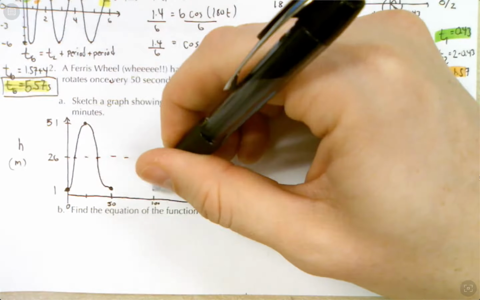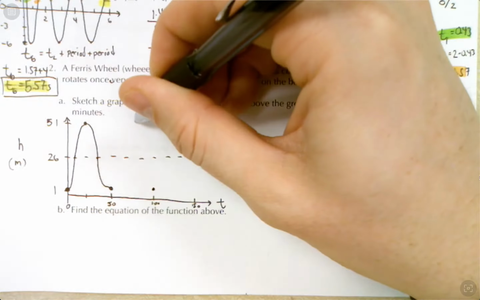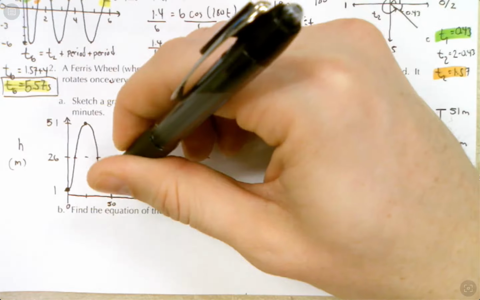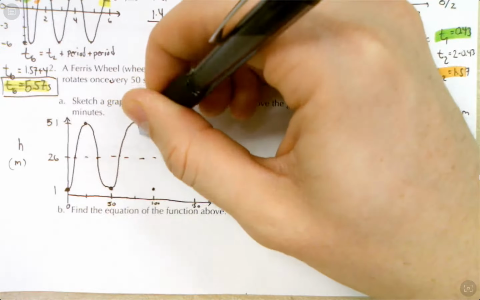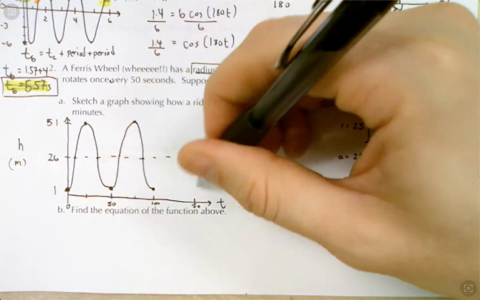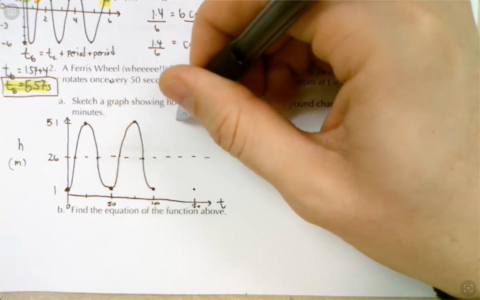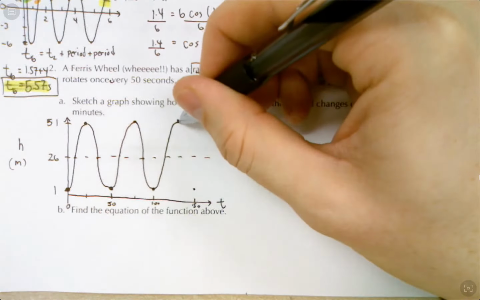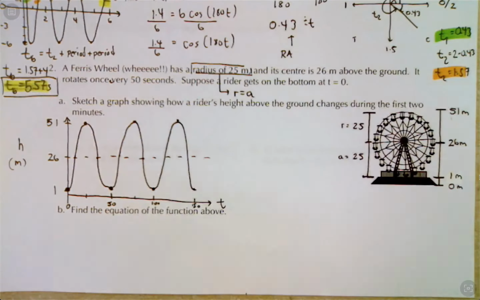We're back at the bottom at 100. We're at the top at 75. And we're in the middle. So continue. Back at the bottom at 150. Top would be 125. There's our last cycle. There we go. A nice sketch.